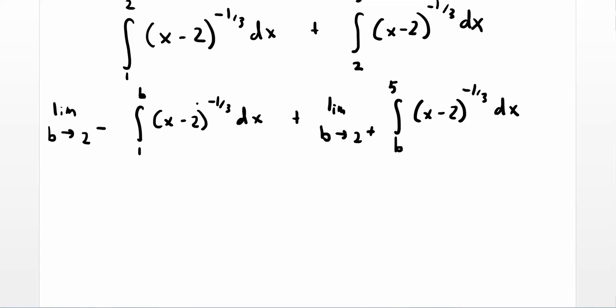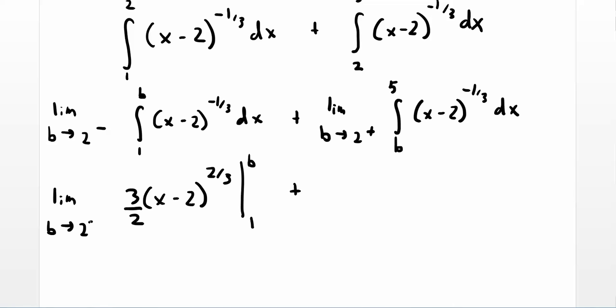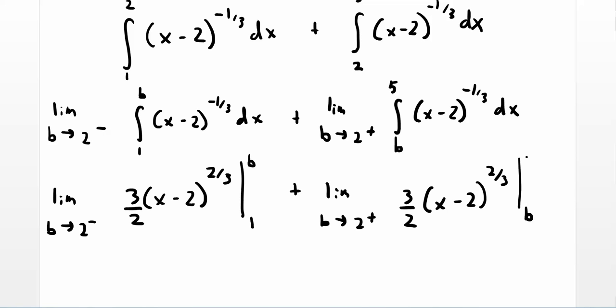So take the antiderivative. We're going to get x minus 2, add 1 to the exponent, which is 2/3, divide by that, which is the same thing as multiplying by 3/2. And that's from 1 to b. We'll have the limit of that, plus the limit as b approaches 2 from the right. Same function, the same antiderivative, 3/2 (x minus 2) to the 2/3, evaluated now from b to 5.